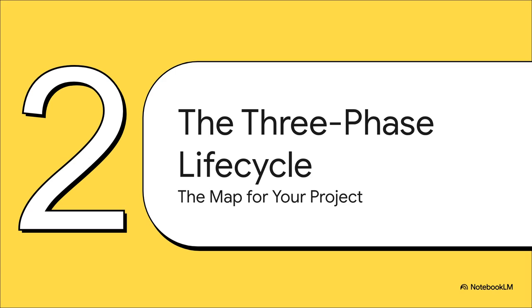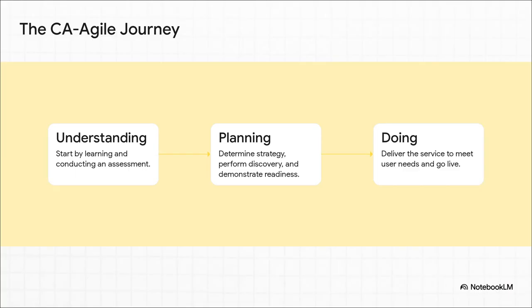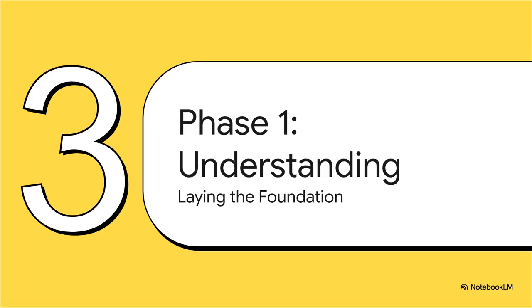So how does this framework actually get used on the ground? Well, the heart of it all is a brilliantly simple three-phase lifecycle. It really acts like a map for any project, no matter how big or complicated it is. The whole journey is broken down into just three logical steps. It's so intuitive. First, you understand. Then, you plan. And finally, you start doing. That's it. This simple flow is what guides a team all the way from a fuzzy idea to a real working service.